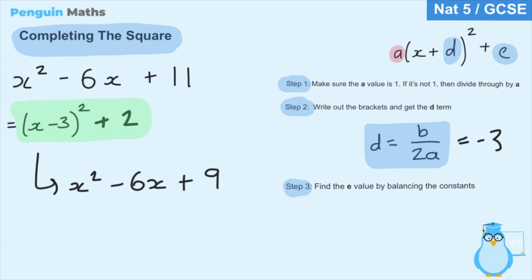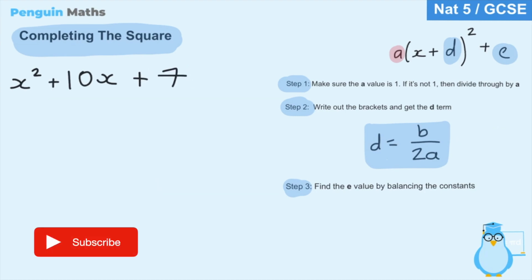Why do we want that? Well, because when we go to multiply out this set of brackets, what we're doing is minus 3x twice, and doing that gives us the minus 6x, so that's what we always do here. And then the final step is we have to find the e value by balancing out the constants. So we knew when we multiplied out this bracket, we get a constant of 9, but we wanted 11, so all we had to do is simply add in a 2 at the end.